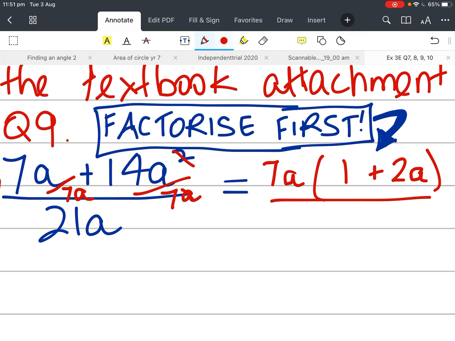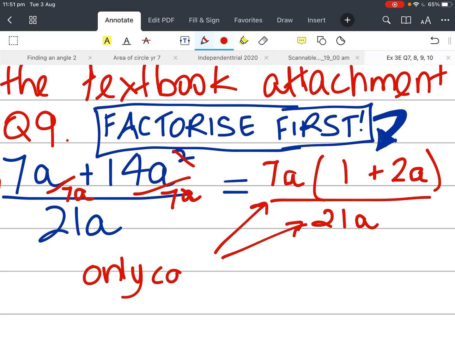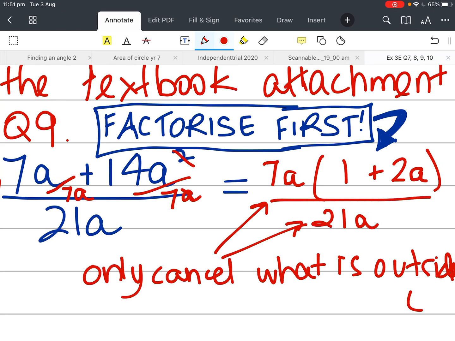Now on the bottom, I have 21a. Now you need to know with these things, if there's no brackets on the bottom, you can only cancel what's outside the brackets. Okay, only cancel what is outside brackets. So if you don't have another set of brackets that's exactly the same, you can't cancel that 2a at all with the a on the bottom. So you can only cancel the things that are outside the brackets.